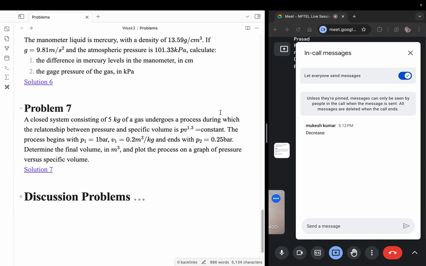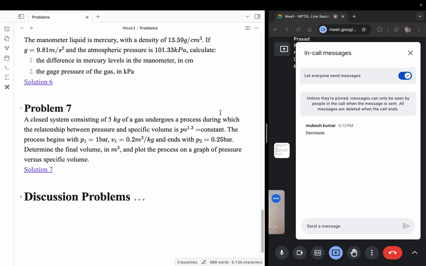Now your initial state is there and the final state you have to fix. So you have to go from this initial state to the final state. The path is already fixed by the equation PV to the power 1.3. So once you know the path and you know the initial point, you should be able to calculate the final point. So the first part asks you to determine the final volume and plot the process on a graph.